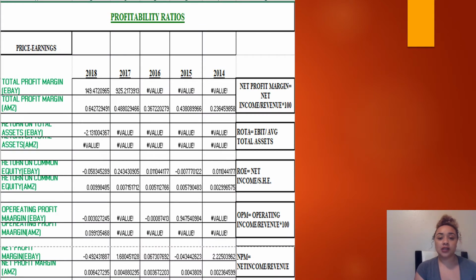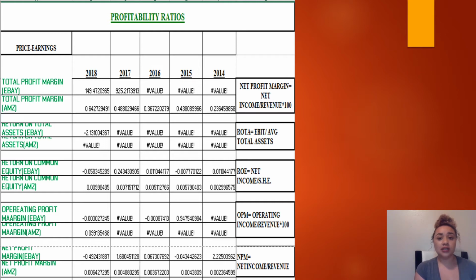Next are the profitability ratios. Under the profitability ratios, we have the total profit margin for eBay, the return on total assets, the return on common equity, and for Amazon, the operating profit margin and the net profit margin. The net profit margin is calculated by dividing the net income by the revenue times 100.